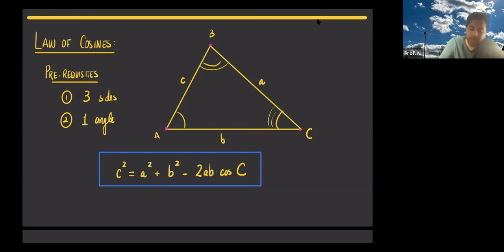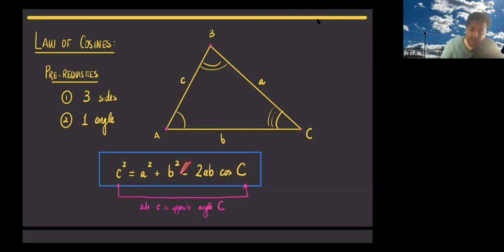So I just want to highlight a few things. Side c is opposite big C. I'm going to call this angle C. So side c is opposite angle C. A and b are just the sides that are not opposite C. They're the sides that make up the angle C.